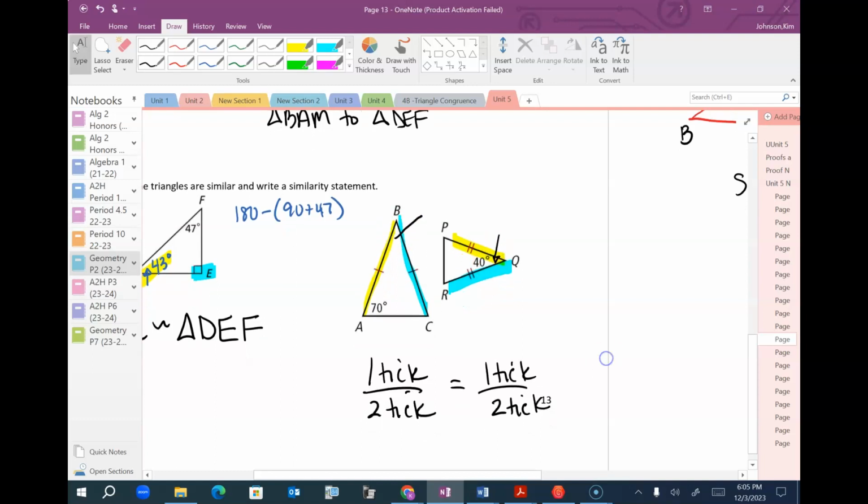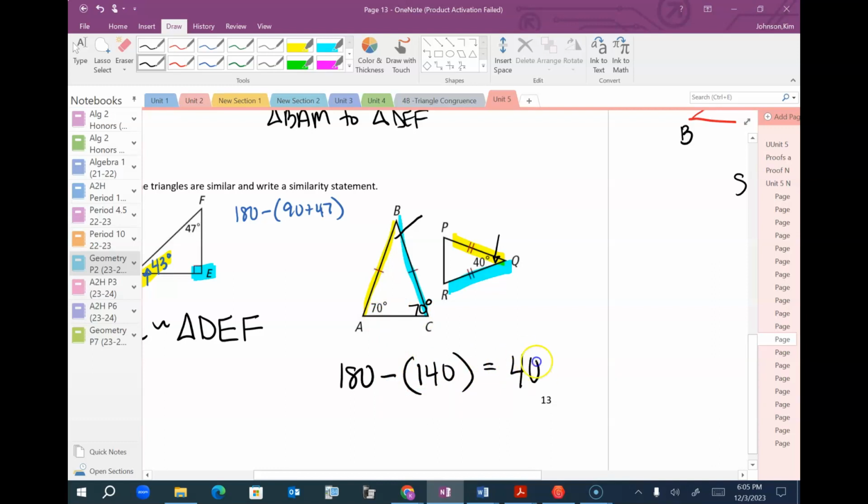So what I'm going to do is say, since this is an isosceles triangle, angle C is 70 degrees. And then I'm going to finish my math here and say, what's the third angle in the triangle? I have to do 180 minus 70 plus 70. So 180 minus 140. So angle B is 40 degrees. All right, so now I can say yes, triangle ABC is similar to triangle, let's go PQR, by side angle side.